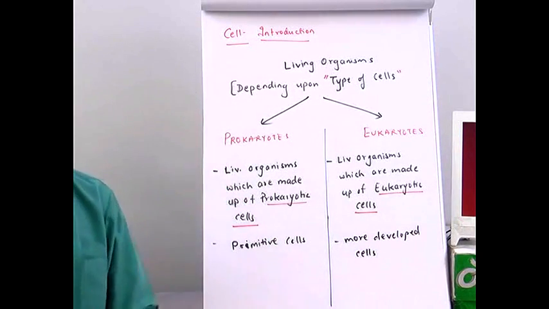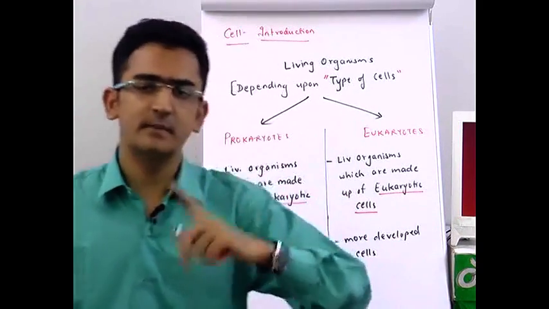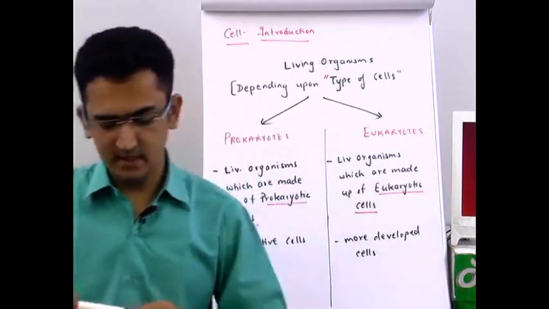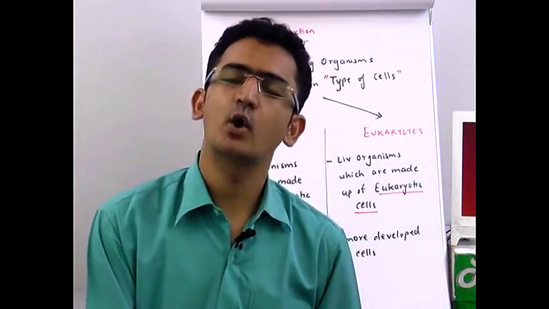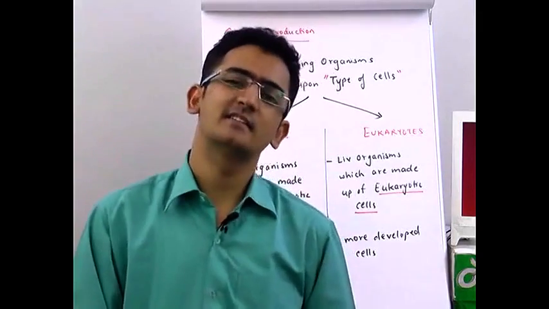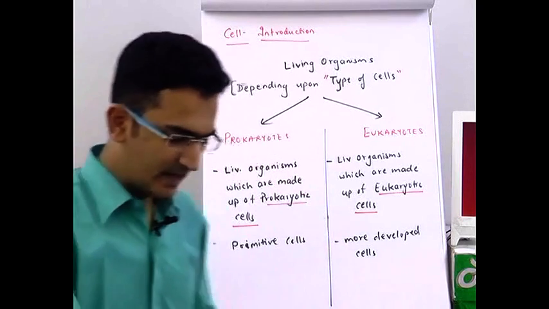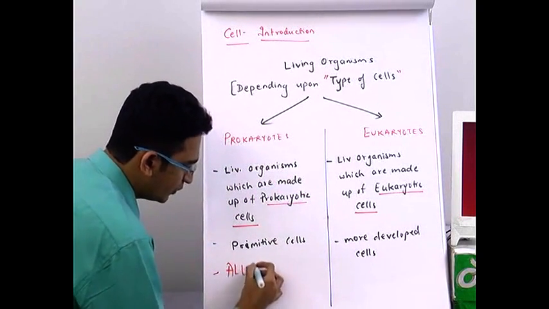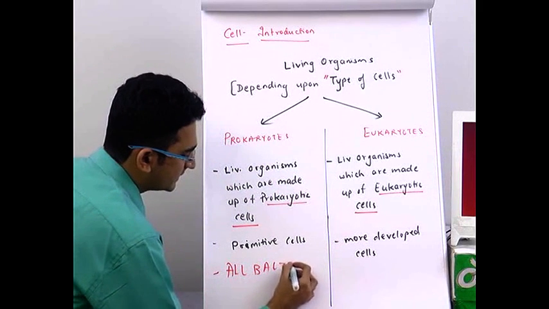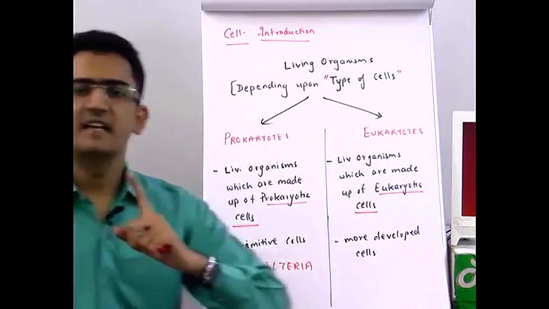Students, you and me are made up of eukaryotic cells. It is interesting. Plants are also made up of eukaryotic cells. Very interesting when I tell you that amoeba, paramecium are also made up of eukaryotic cells. So then you will wonder who's made up of prokaryotic cells. And the answer is, all bacteria come in this group. All bacteria are prokaryotic cells.